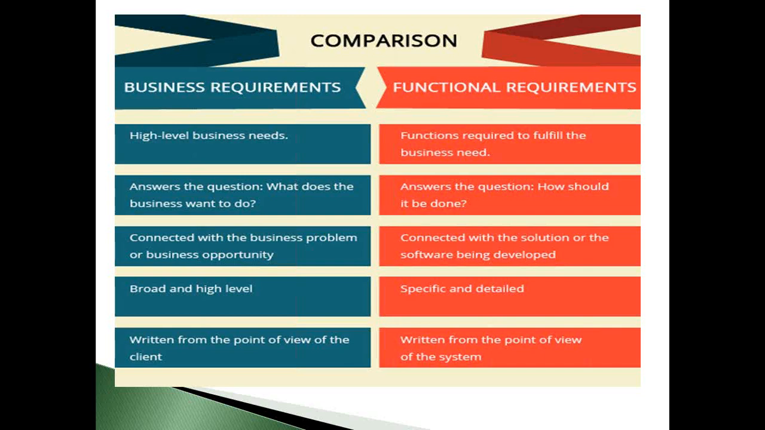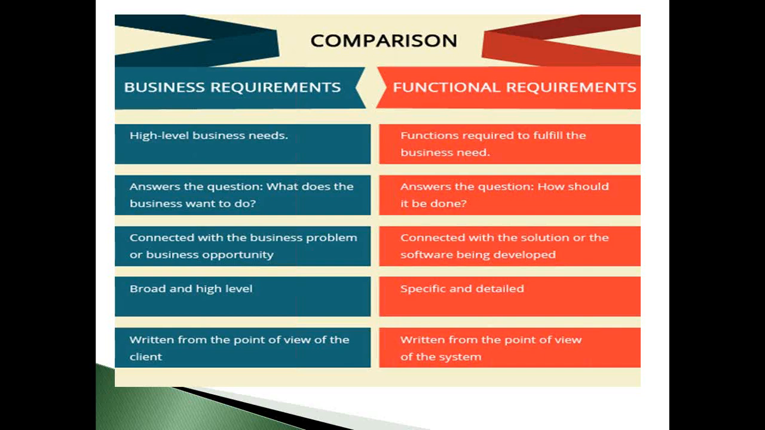Means in the business BRD document, if you are going to prepare the requirements, then in the functional requirement specification documentation, how we are going to implement those requirements, and connect them with the business problem or business opportunity. But here, that business problem or opportunity should be converted into a solution when it comes to the functional requirement side. So that's the reason it's connected with the solution or the software being developed. For the business problem or the business opportunity, we are developing the solution.